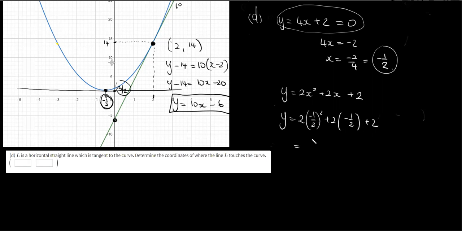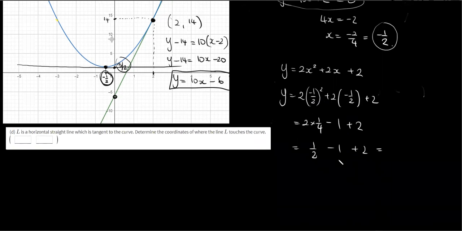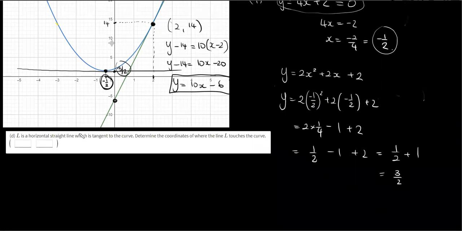So this is equal to 2 times 1/4, positive because it's squared. And 2 times negative half is negative 1, plus 2. 2 on 4 is 1/2. And negative 1 plus 2 is plus 1. So it's half plus 1, which is 3 on 2. So the answer is negative half and 3 on 2.